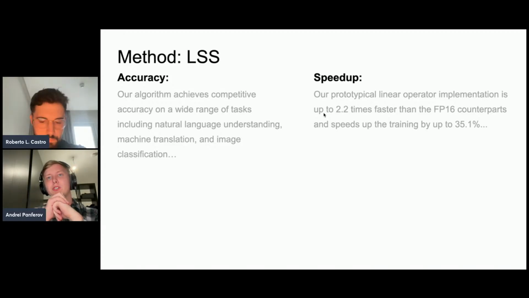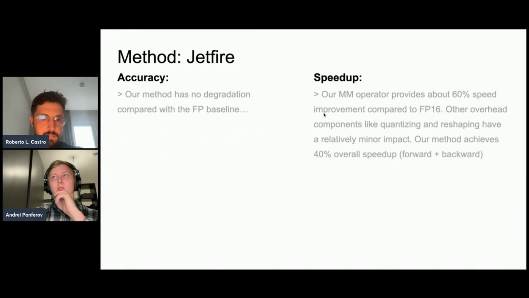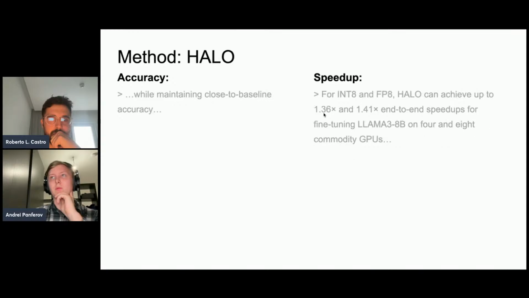The leverage score sampling from training transformers with integers said that they have competitive accuracy on a wide range of tasks while showing a real speedup of around 30% over higher precisions. Jetfire also said that they incur no degradation whatsoever while demonstrating some end-to-end speedup. And of the more recent methods, Halo also mainly stated that they have close to baseline accuracy while showing some real speedups.